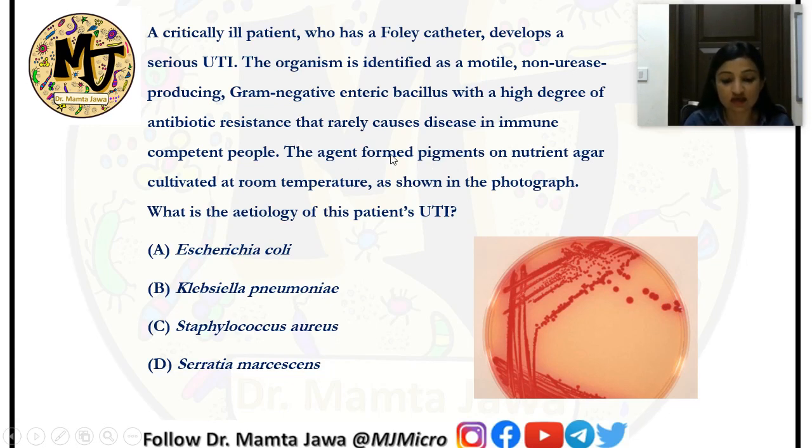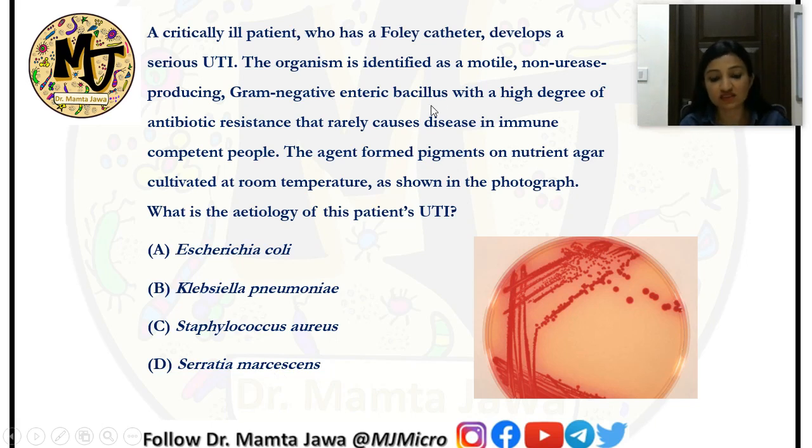Now, guys, just by the knowledge of basic microbiology, you can easily rule out at least some of the options. For instance, the question says it's a motile organism. Now, let us see which of these organisms is motile. Escherichia coli, yes, it is motile. Klebsiella pneumoniae, no, it's non-motile. Staph aureus is non-motile, and Serratia marcescens is motile. So, just by the sheer knowledge of motile and non-motile organisms, you can easily rule out 2 out of the 4 options. So we are left with Escherichia coli and Serratia marcescens.